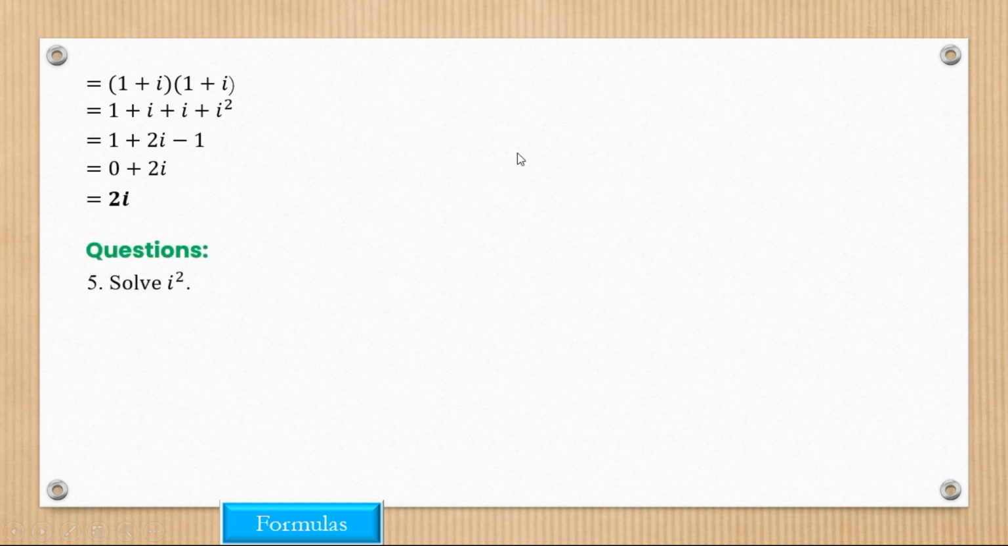So question number 5, we're being asked to solve i squared. This is an example of a purely imaginary number because we don't see the real part. The real part is actually 0. So this can be written this way. So i can be written as 0 plus i, and that is because the real part in this case is 0. So if we solve this, we have 0 plus i into bracket 0 plus i.